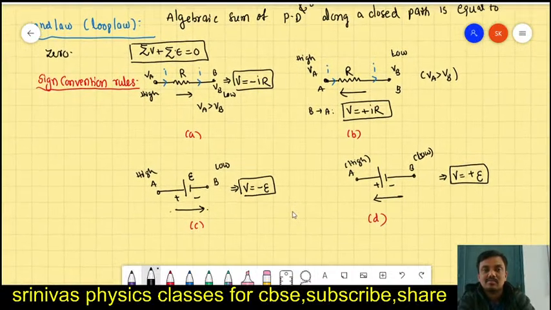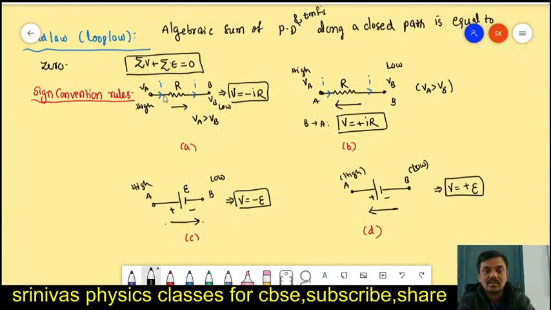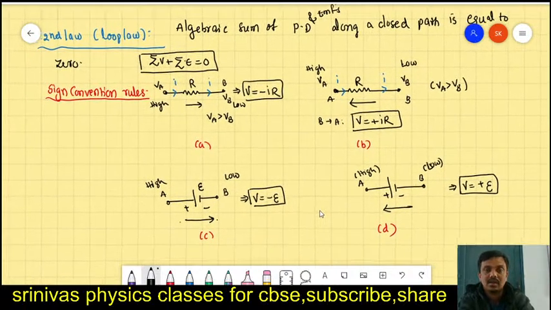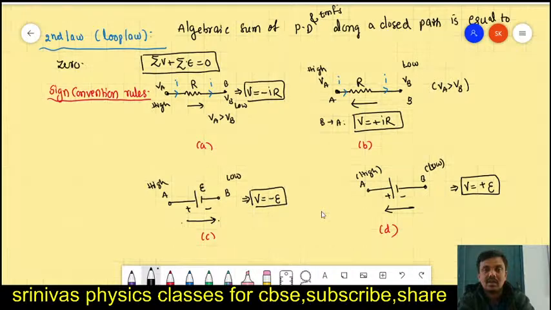It is very simple to remember: across the resistor, if you go in the direction of the current, negative. If you go against the direction of the current, positive. If you go from positive to negative terminal of the cell, negative. Negative to positive of the cell, then positive. These are the sign convention rules. Have you understood, students? These sign convention rules are very important. If you have not understood this one, then you cannot understand the next one.